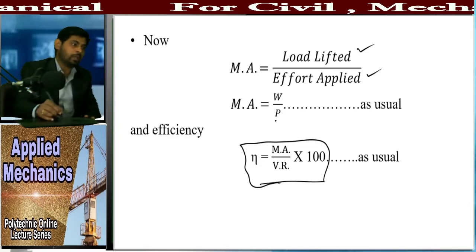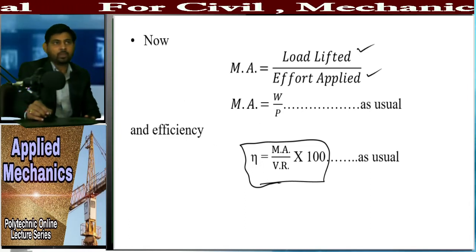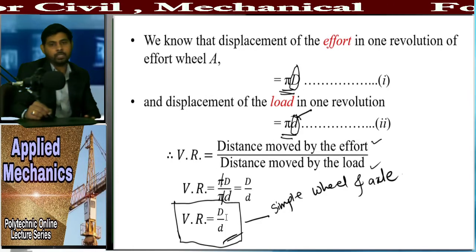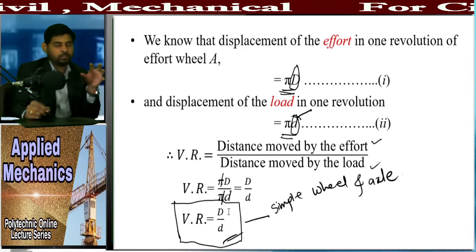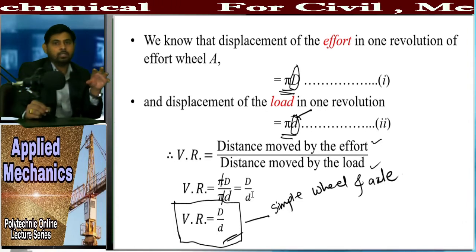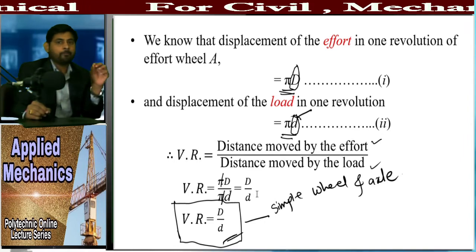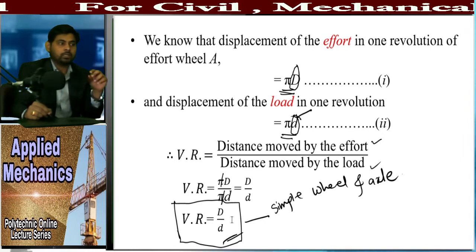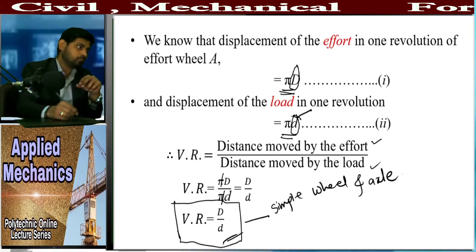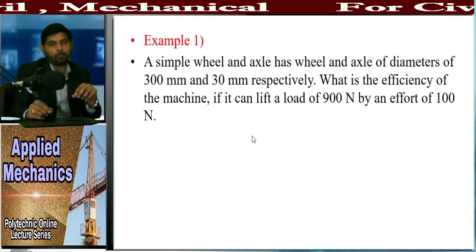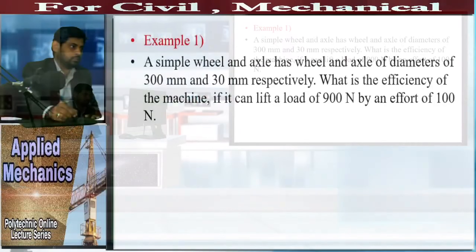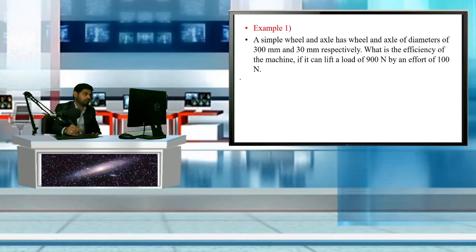Okay, so we have to use this both same, but only we have the new equation for velocity ratio. When you have in your examination a problem regarding simple wheel and axle, at that time you have to use the velocity ratio formula, which is equal to capital D by small d. So now let's see one problem based on it. You will understand how we can solve it.